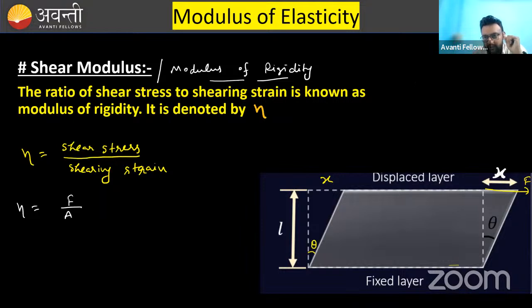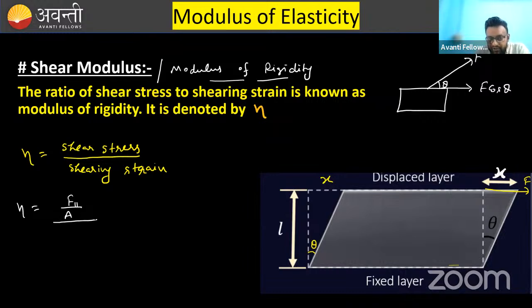For example, if a body is like this and the force F is at an angle theta, then in this equation the force will be taken parallel to the surface, and that force will be F cos theta. So I am writing it here as F parallel. F parallel divided by A is the stress, divided by strain.